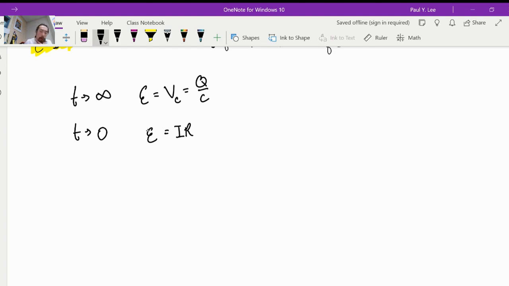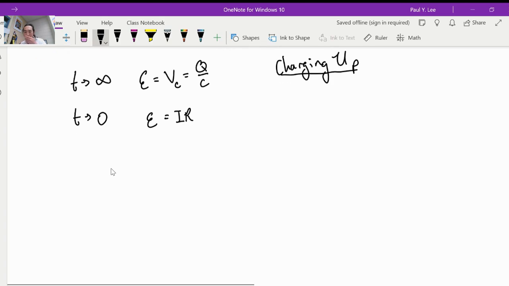And so what we want to do with the power of calculus is see what happens in the middle. So this is the beginning of our journey. This is the charging up. All right, buckle up, put on your calculus caps. Let's do this. All right.